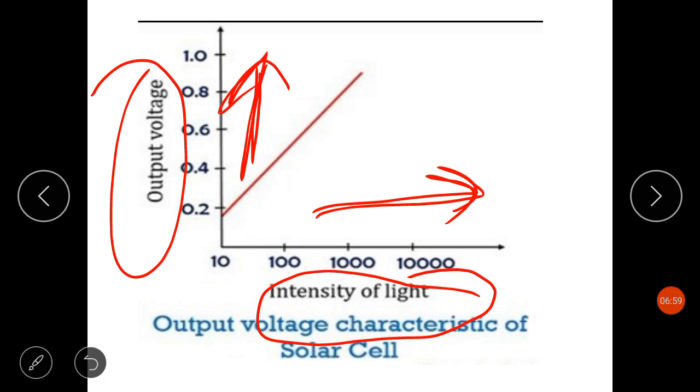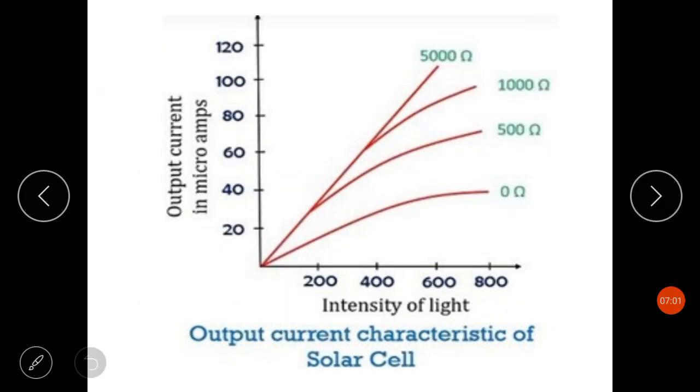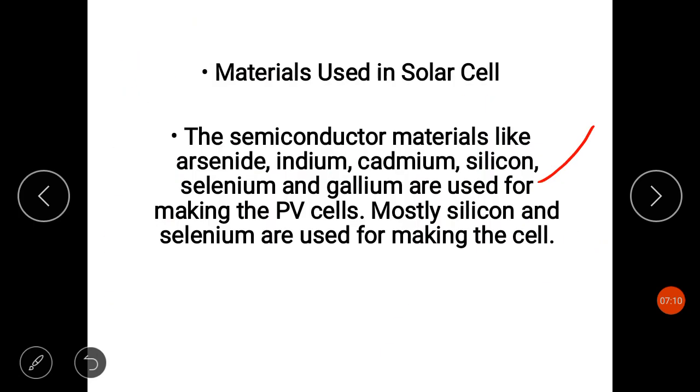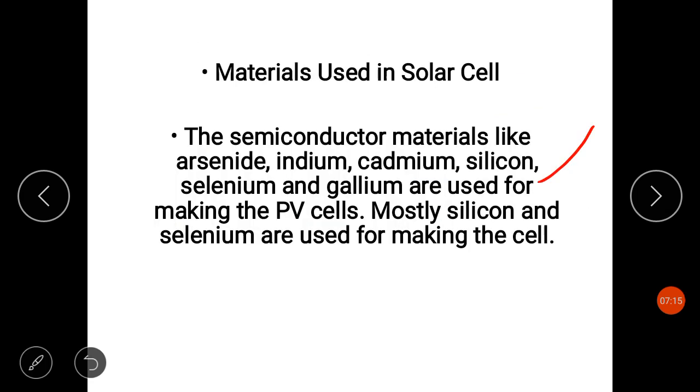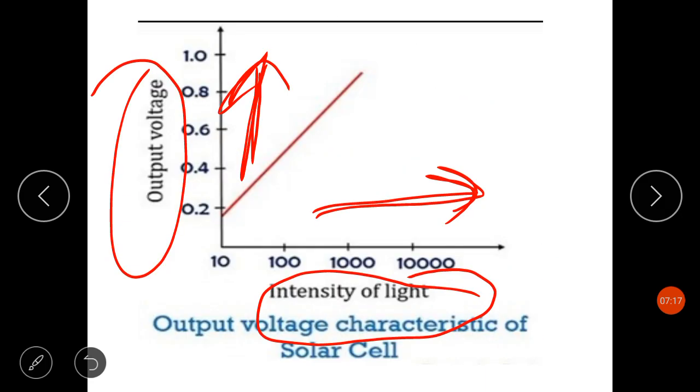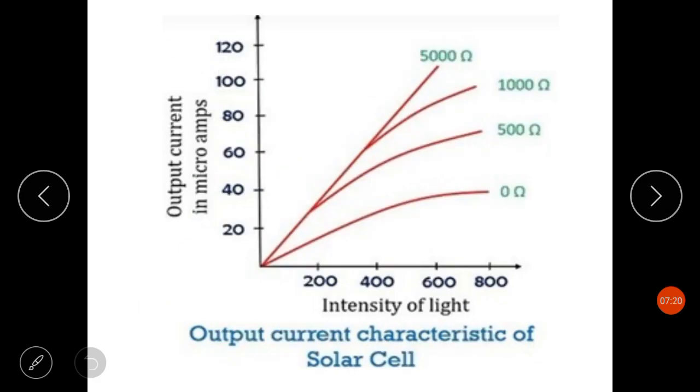Similarly, moving further, let's have a look at the output current characteristic of a solar cell with different load resistances. Which load resistances am I talking about? As you can see in this diagram, this load resistance. So with different load resistances, I'll be showing you the graph of current with respect to intensity of light. Here also, with the increase in the intensity of light, the resultant current through the cell also increases.